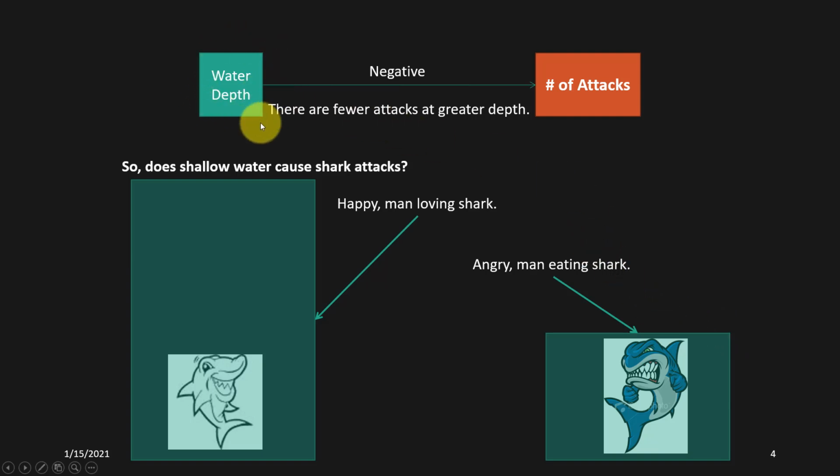So, if we see that there are fewer shark attacks at greater depth, there's lots of different interpretations that would potentially explain why this relationship exists. One of them, perhaps the most obvious one, but also not a great one, is that shallow water causes shark attacks. This would be a causal interpretation of this relationship, right? And the idea behind the causal relationship would be if I took the same shark and I put it in more water, it's less likely to attack somebody. But if I put that shark in less water, now it's becoming more likely to attack somebody. So in this view of the correlation, we're interpreting it as causal.